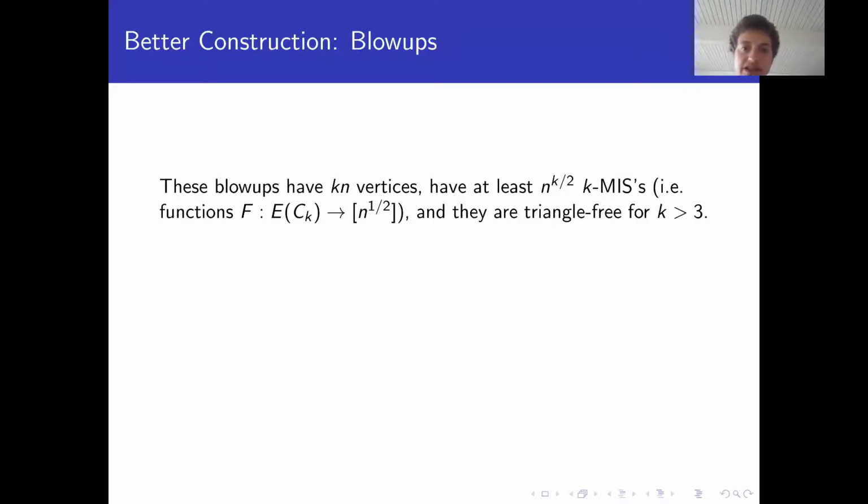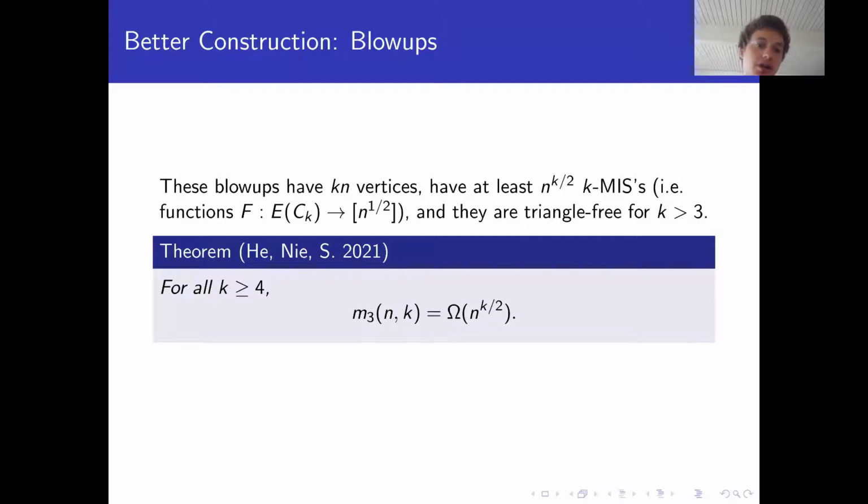And putting all of this together, we conclude that for k greater than or equal to 4, the maximum number of KMISs in triangle-free graphs is at least n to the k over 2, where here we do not have a floor like we did when we were making the co-matching construction. So indeed, this co-matching construction is not optimal. You can do better, at least when k is at least 5 and not.